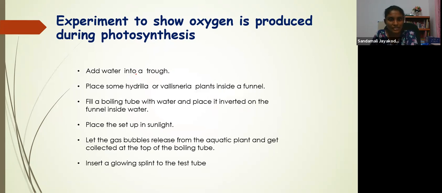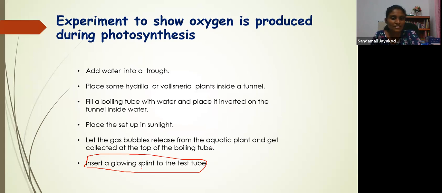So these are the steps of that practical. Add water into a trough, place some hydrilla or vallisneria plants inside the funnel, fill a boiling tube with water and place it inverted on the funnel inside water. Place the setup in sunlight and let the gas bubbles release from the aquatic plant and get collected at the top of the boiling tube. Finally, this is the final step. Insert a glowing splint into the test tube. That is done to check whether this is oxygen gas or not.